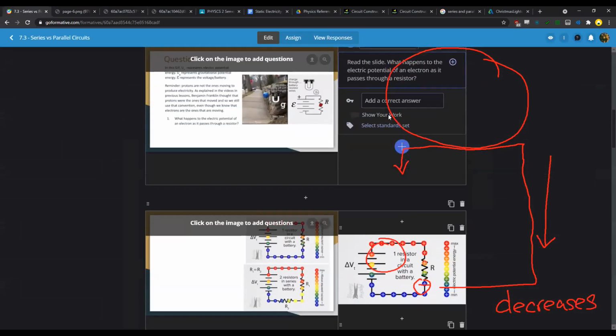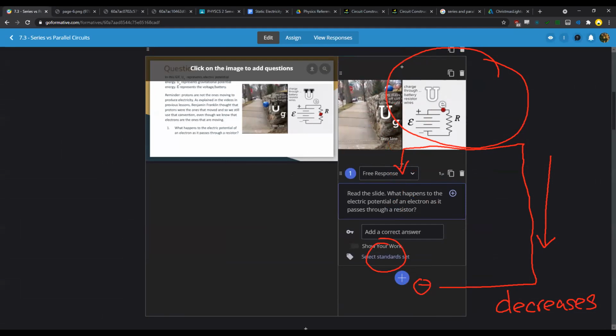Is everyone okay with number one? Did everyone finish writing down the answer to number one before I move on? Please raise your hand. So the answer is, again, your electric potential decreases, okay? Thank you.